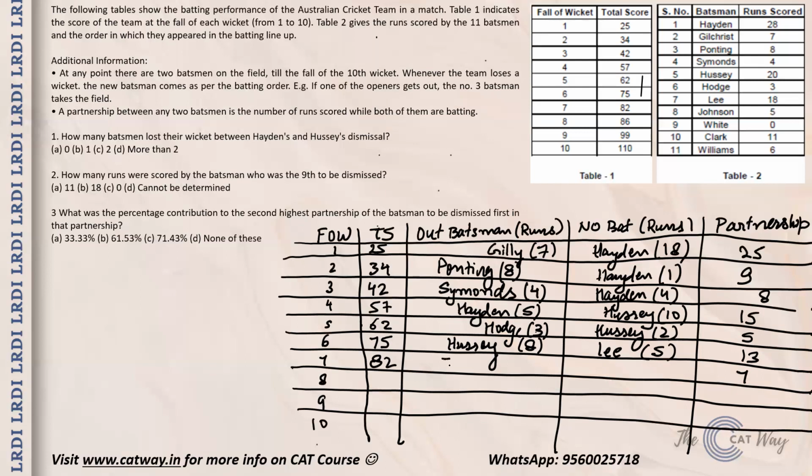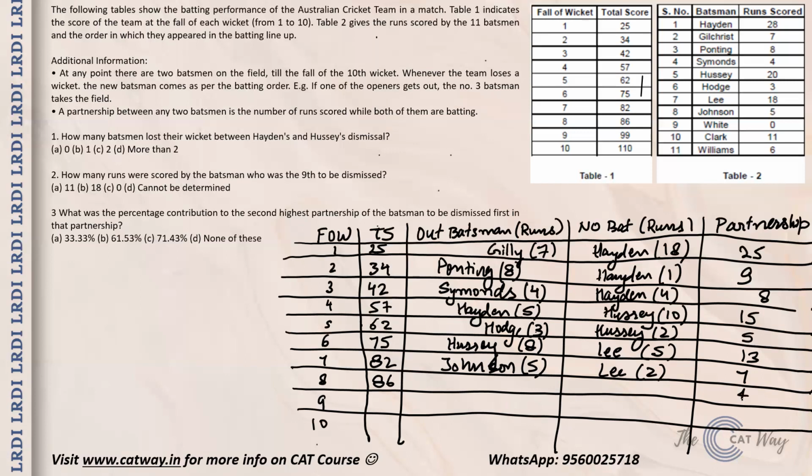That means the person who got out will be Johnson, and Johnson will score the 5 runs of his score. That means the remaining 2 runs were scored by Lee. Then Johnson got out, and Clark, this white guy, will come. Now they have a partnership up till 86 runs.